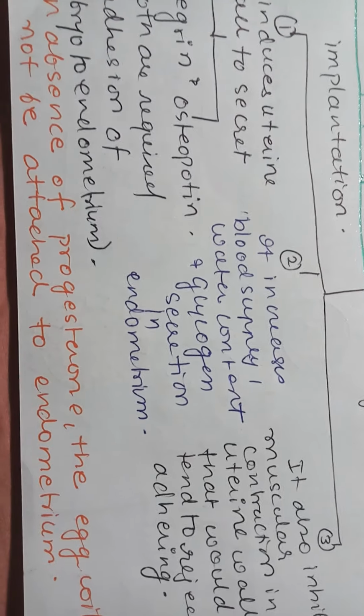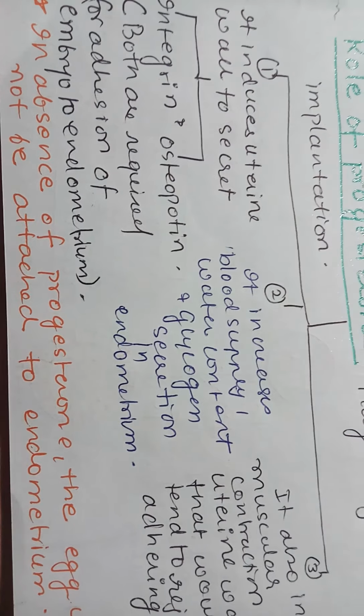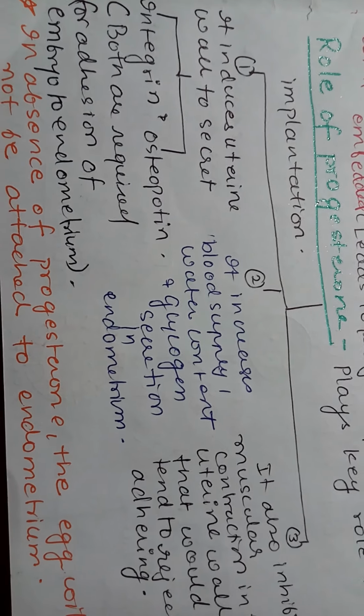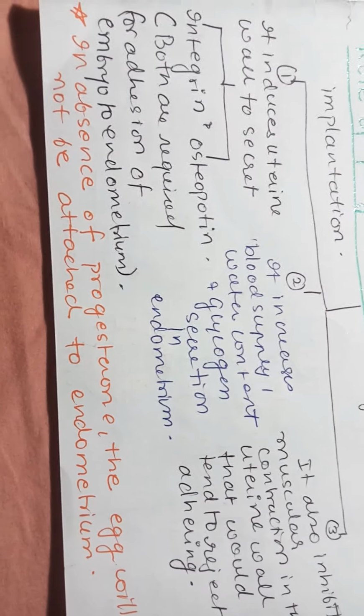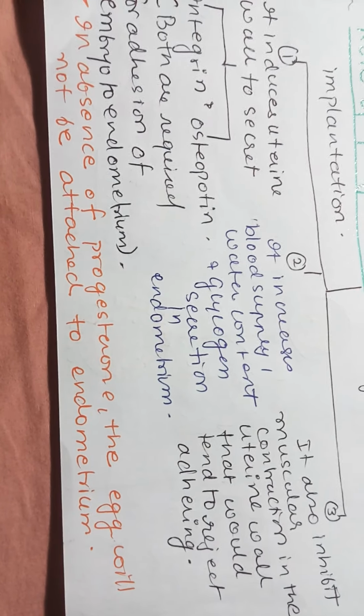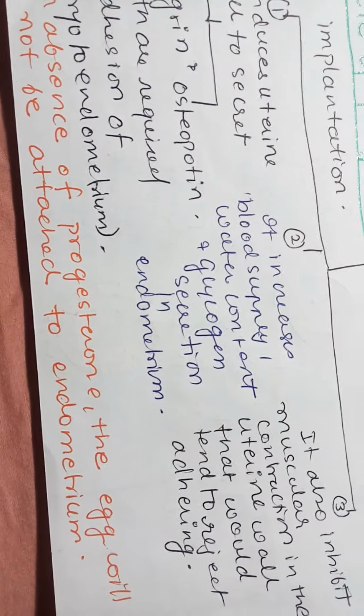So all these conditions are favoring what? That the blastocyst should be attached to the endometrium. In the absence of progesterone, the egg will not be attached to the endometrium. So again, this is a condition of infertility.